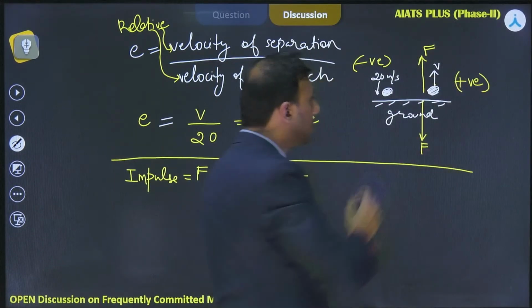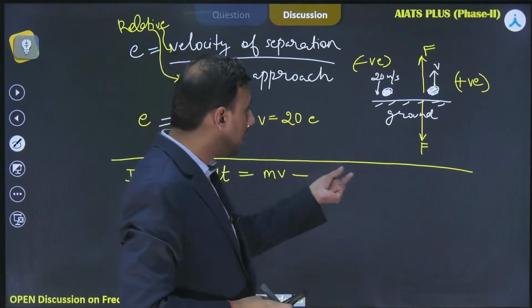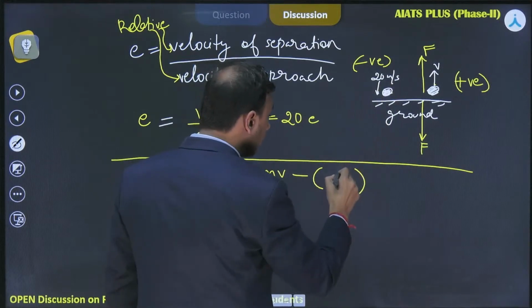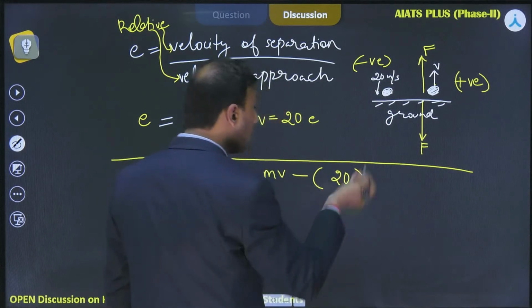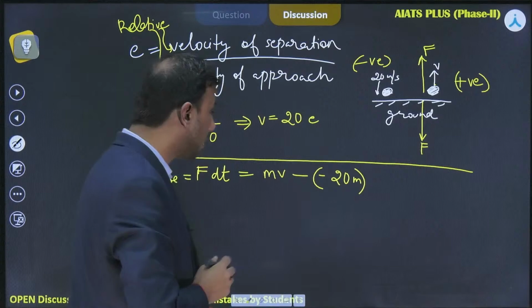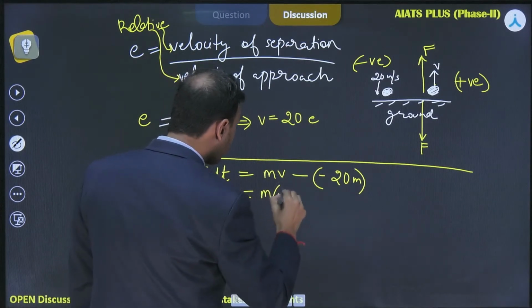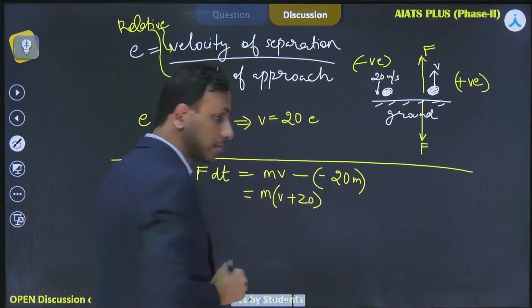All right. So final momentum is m into v minus initial momentum. Initial momentum will be 20 into m, but with a negative sign, right? So what does it become? See, m into v plus 20.